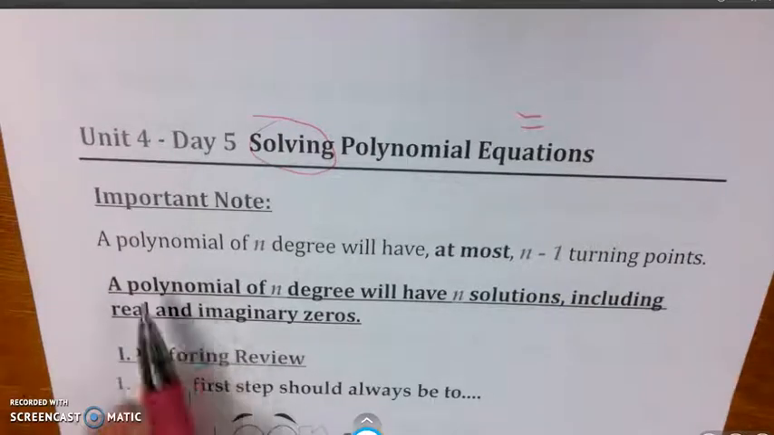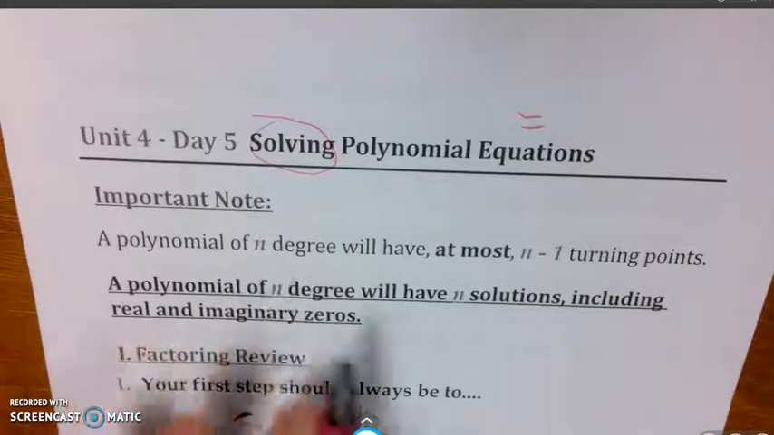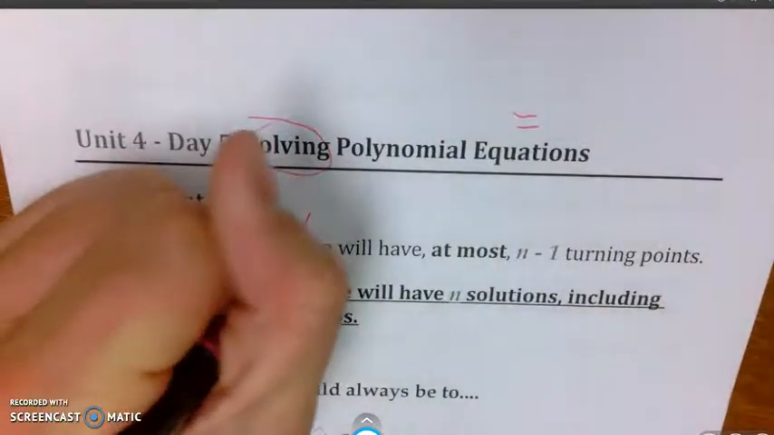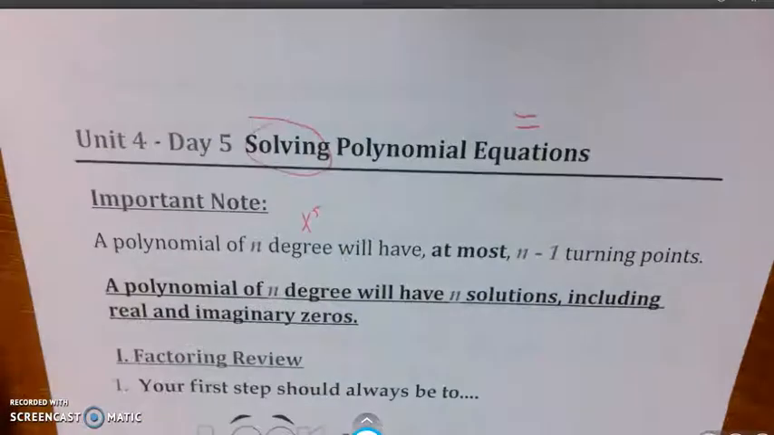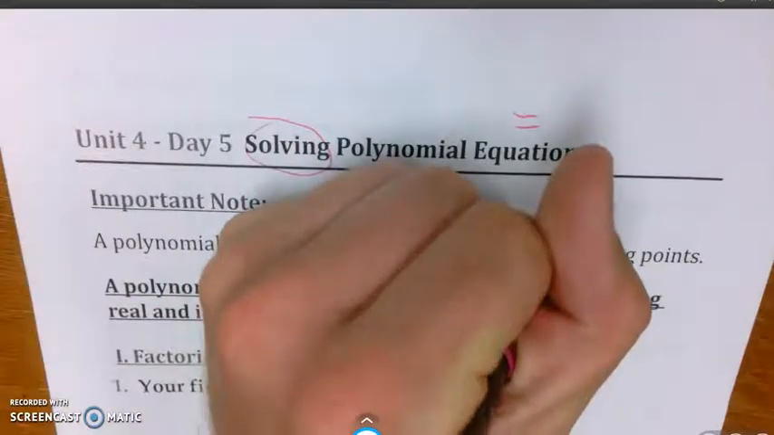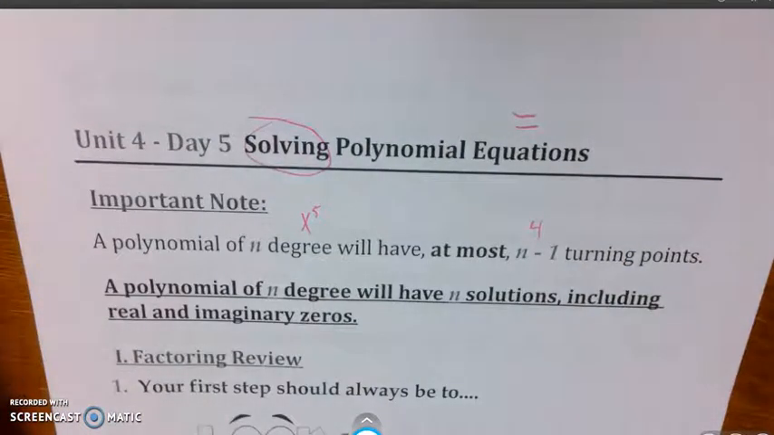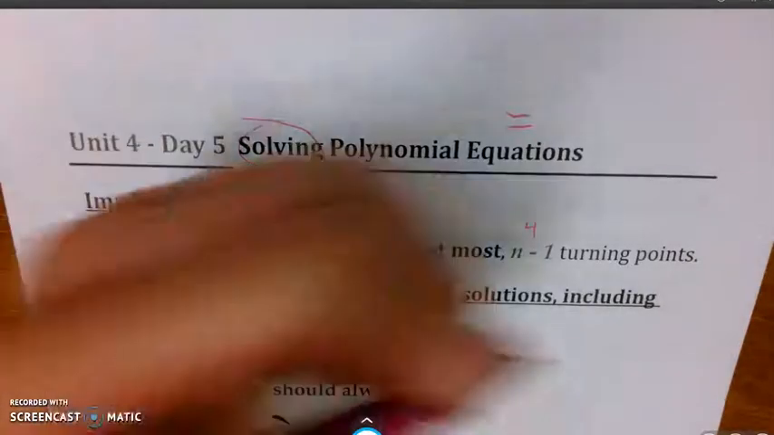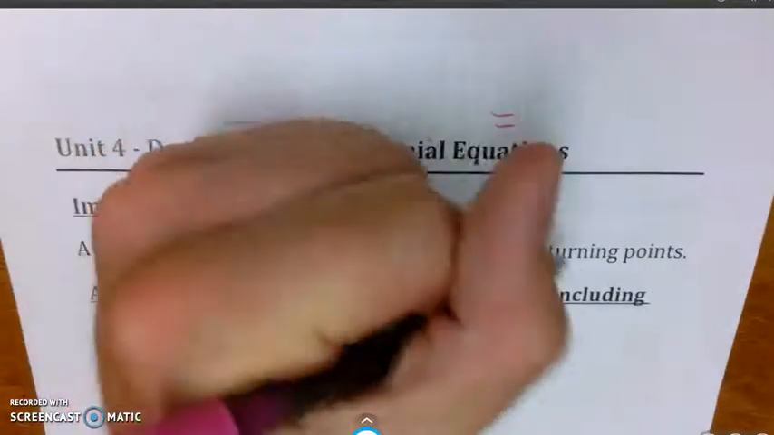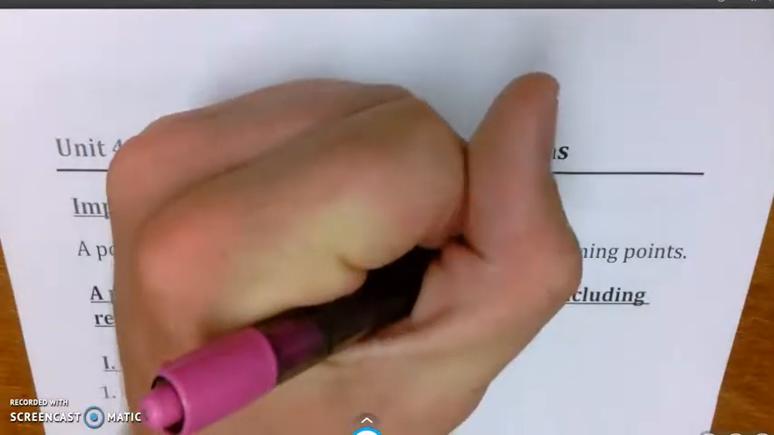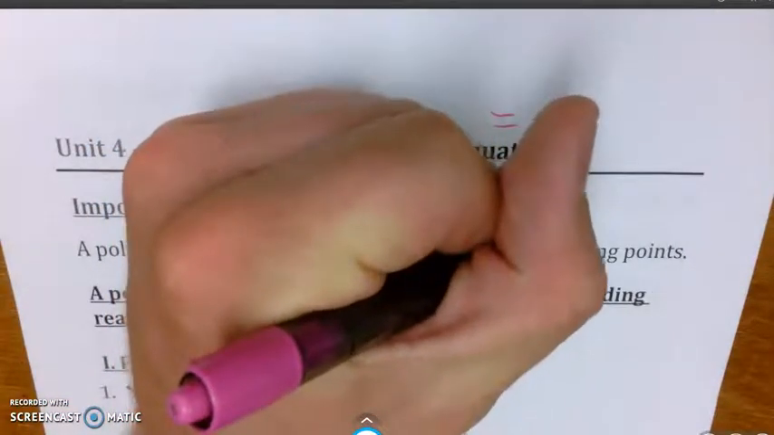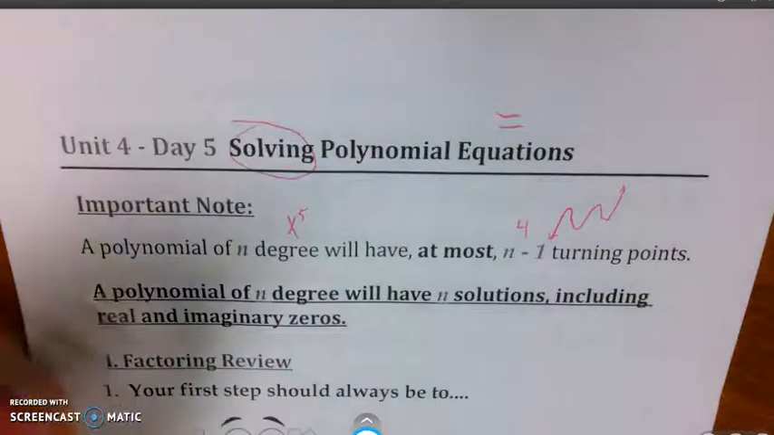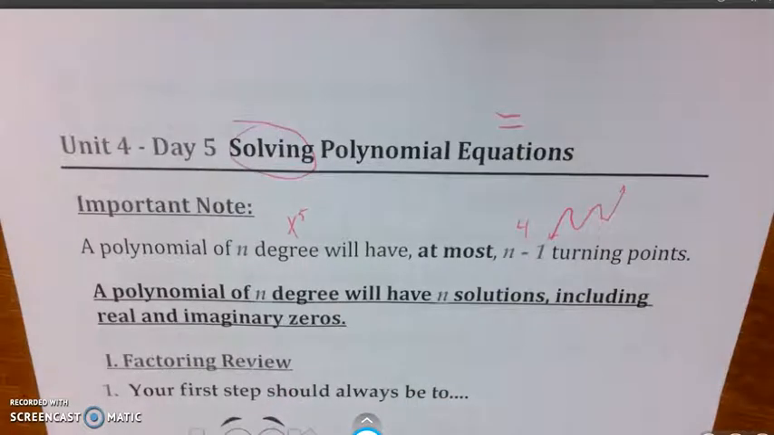First off, a polynomial of nth degree will have at most n minus 1 turning points. So what that means is if I have, say, x to the fifth power, then I would have at most 4 turnaround points. I'm not guaranteed to have 4, but I'd have at most 4. So for instance, if I came up from the bottom left, I've got 1 turnaround point, 2, 3, and 4. So this is maybe an example of what an x to the fifth could look like.